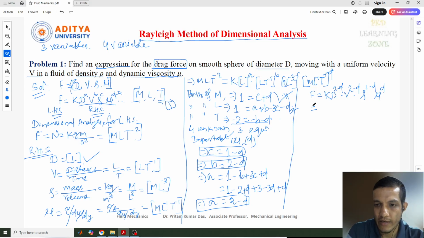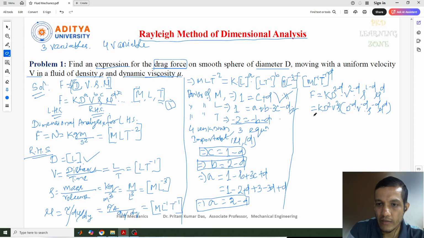We can write K into D to the power 2, V to the power 2, and rho to the power 1, that is rho, and here D to the power minus D. This power factor we have split like this: D to the power minus D, V to the power minus D, rho to the power minus D, and mu to the power D, and close the bracket.